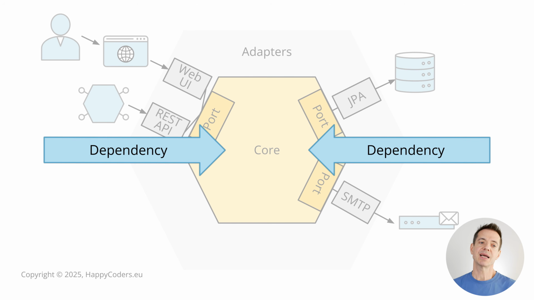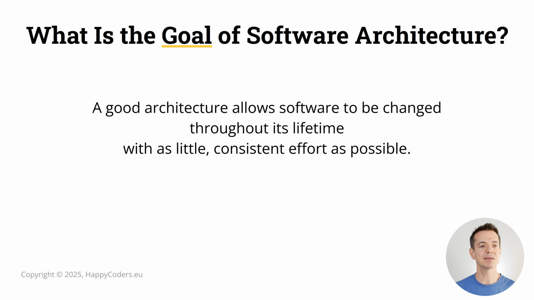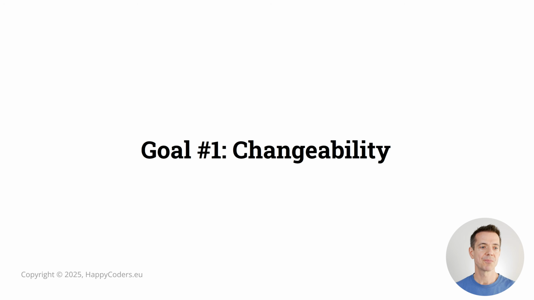And now I would like to remind us of the goals of a software architecture and compare to what extent hexagonal architecture fulfills these goals. Here are the goals again. Software should be easy to change, and it should remain so throughout its entire lifetime. We achieve this by structuring it into loosely coupled components that can be developed and tested independently. Let's go through the criteria one by one.